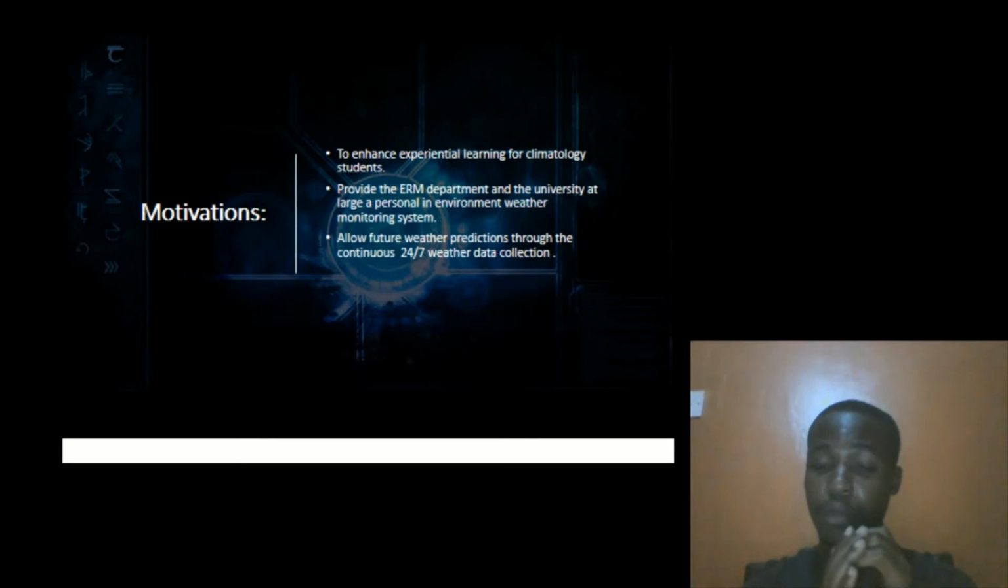The system was supposed to enhance experiential learning for climatology students. It was supposed to provide the ERM department and the university at large a personal weather monitoring system. It was supposed to allow future weather predictions through the continuous 24/7 weather data collection.